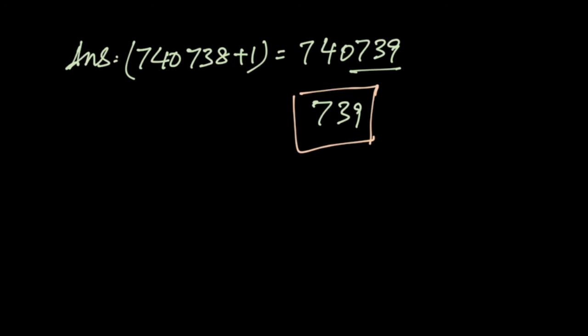So finally we are going to have 740,738. Then we are going to add 1 to it. It will become 740,739 and we are going to take the 3 rightmost digits.